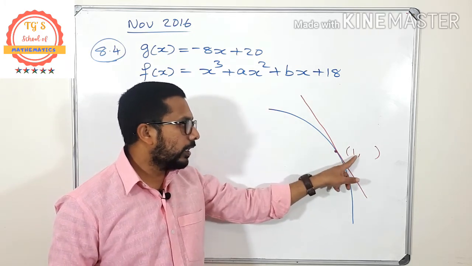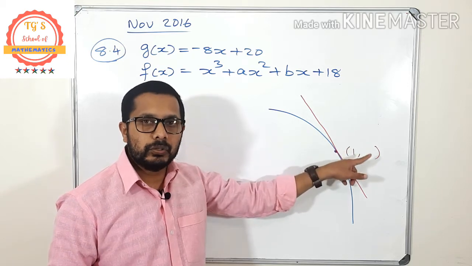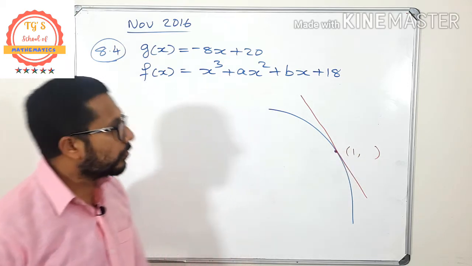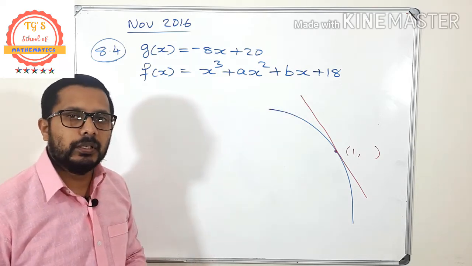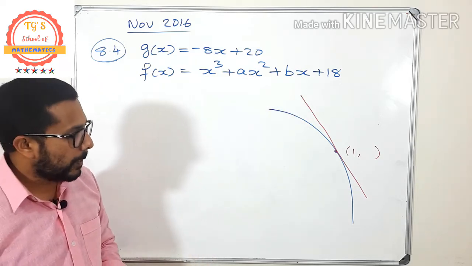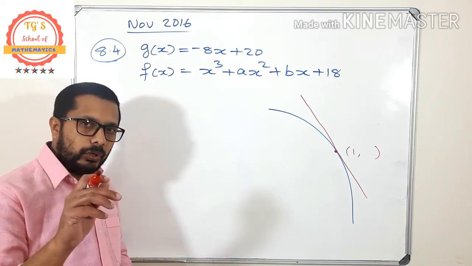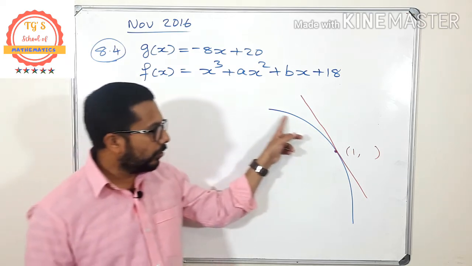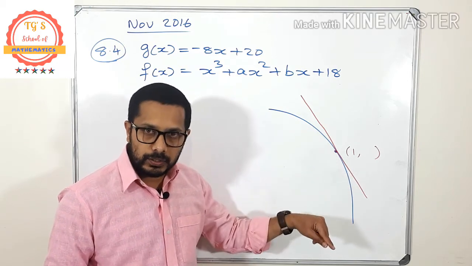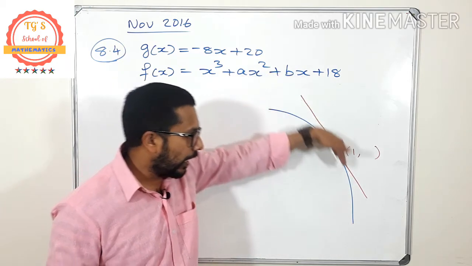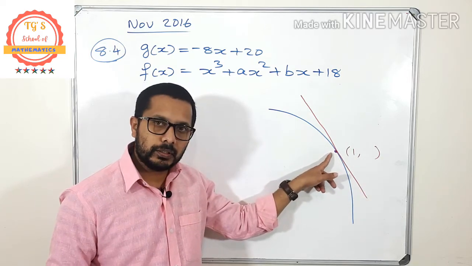At this point, what is the x value? At x is equal to 1. Now what is the question? You have to find the values of this a and b. So how can we find that? I told you the gradient of this curve at this point is the same as the gradient of this tangent at this point. Am I right?